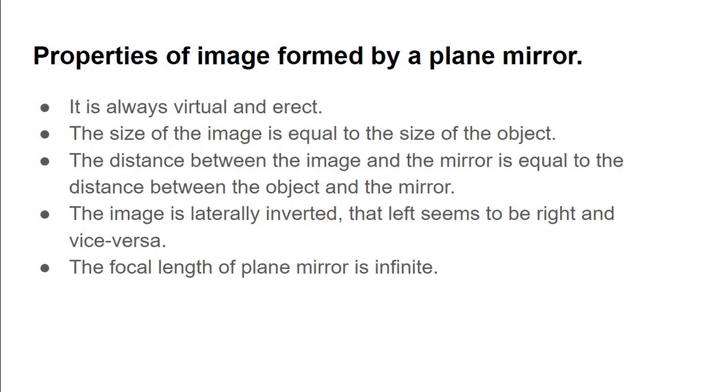Then fourth one, the image is laterally inverted. The image formed by the plane mirror is laterally inverted: left seems to be right and vice versa. When we stand in front of the mirror and raise the right hand, in the mirror we observe that the left hand is raised. That is known as lateral inversion. Then the last one, the focal length of the plane mirror is infinite. We cannot take the measurement of that focal length.